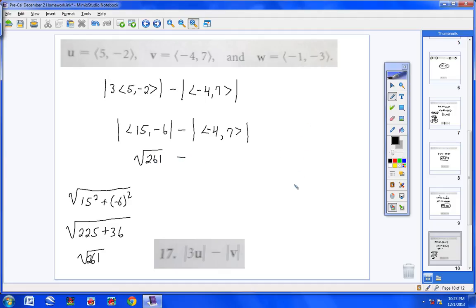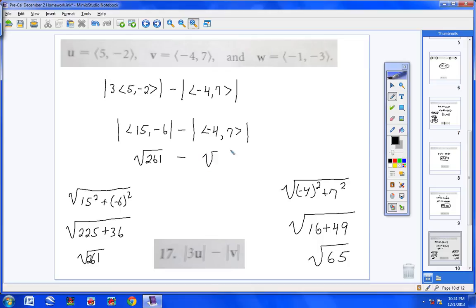Minus, okay, over here let's find the magnitude or the length of this vector right here. So here we go, square root of negative 4 squared plus 7 squared, so the square root of 16 plus 49, and that would be the square root of 65. Now, I'm going to show you right now, you're like, well, Mr. Earhart, I don't know how I can reduce these radicals when I can and when I can't. I mean, how do I know I can't reduce those two radicals there? Well, let me show you, okay?